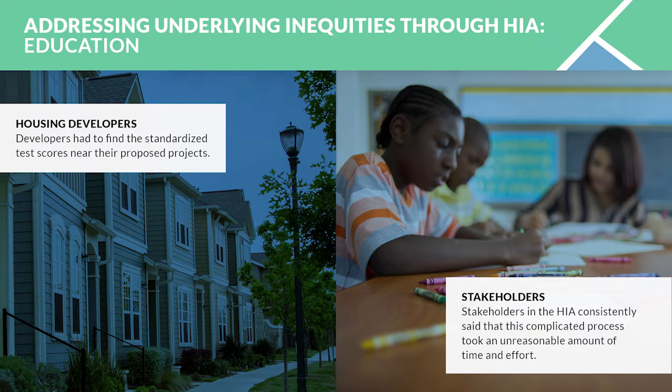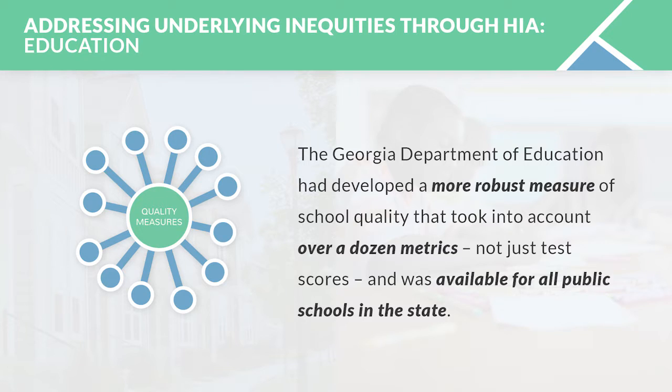Housing developers, engaged as stakeholders in the HIA, consistently said that this complicated process took an unreasonable amount of time and effort compared to other incentives in the policy. Based on this stakeholder feedback and strong evidence connecting educational attainment with health status, the HIA team explored alternative means for incentivizing access to educational opportunities. They found that the Georgia Department of Education had developed a more robust measure of school quality that took into account over a dozen metrics, not just test scores, and was available for all public schools in the state.